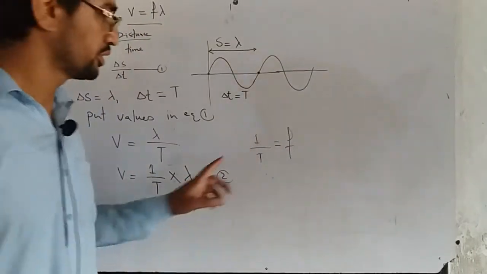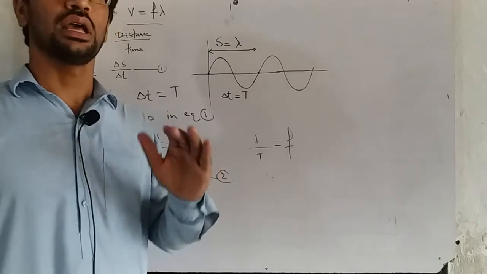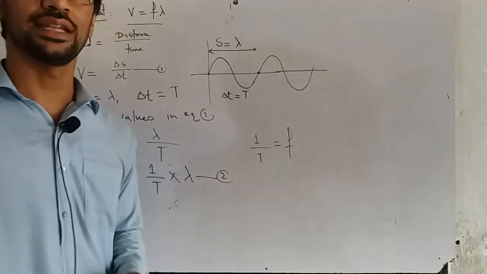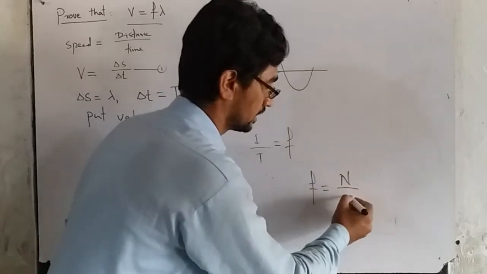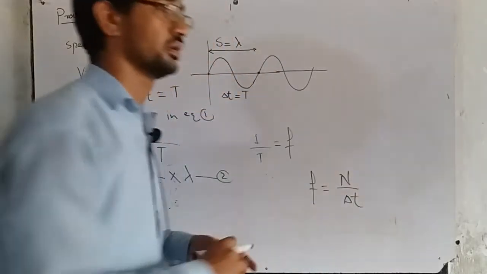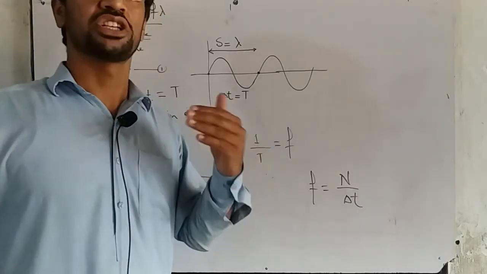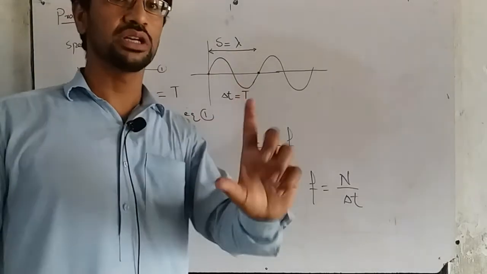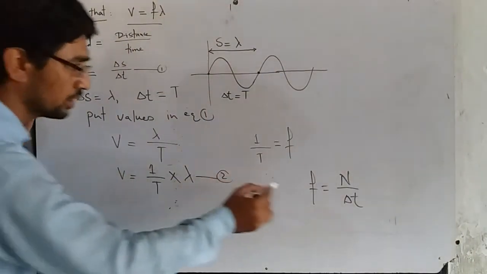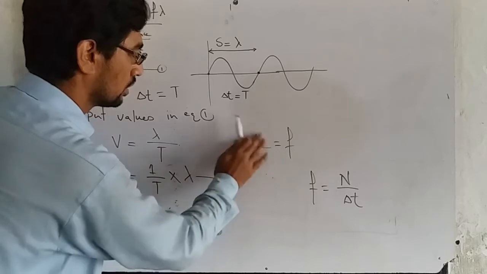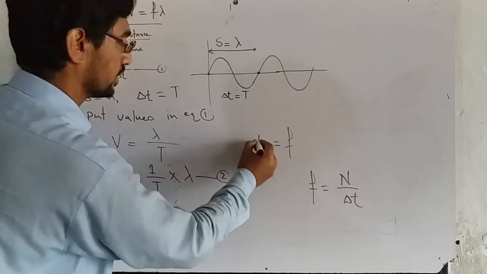We know that frequency and time period are the inverse of each other. Frequency is the number of oscillations or cycles completed in time interval T, and time period is the time required for a wave to complete one cycle. So 1 over time period is equal to frequency.